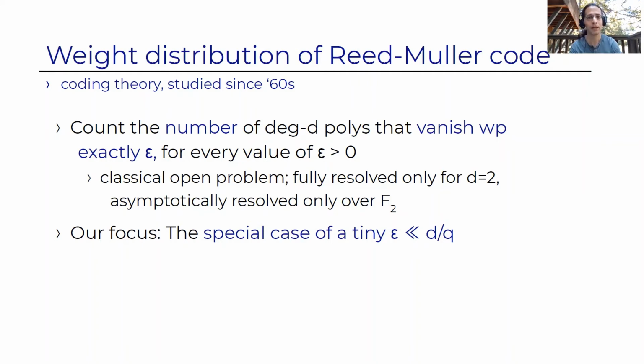And it's a classical long-standing open problem that's hard. It's fully resolved only for quadratic polynomials, and relatively recently it was resolved with asymptotic expressions only over the binary field. And note that our focus is only on the case where epsilon is tiny. So this problem is a counting problem, it's not complexity-theoretic, and it concerns every epsilon. And we care only about the case of tiny epsilon.